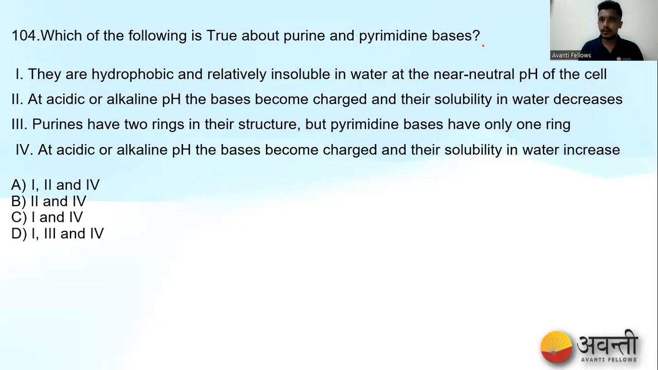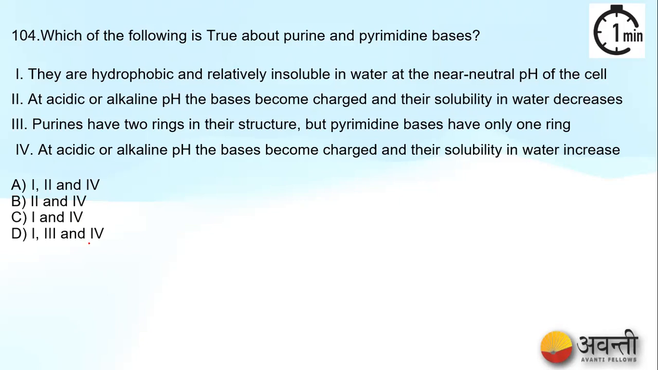And our options here are: one, they are hydrophobic and relatively insoluble in water at the near neutral pH of the cell. Two, at acidic or alkaline pH, the bases become charged and their solubility in water decreases. Three, purines have two rings in their structure, but pyrimidine bases have only one ring. Four, at acidic or alkaline pH, the bases become charged and their solubility increases. So we have the options A, B, C, D, where A says 1, 2, and 4, B says 2 and 4, C says 1 and 4, and D says 1, 3, and 4.